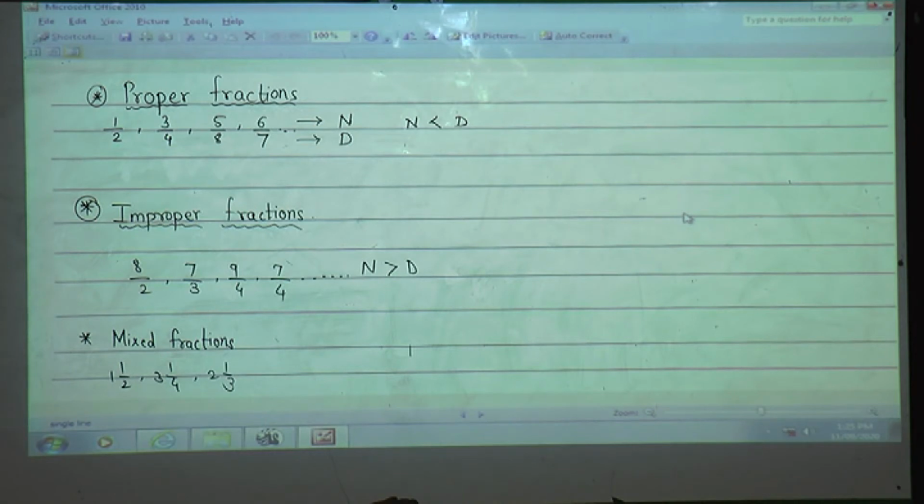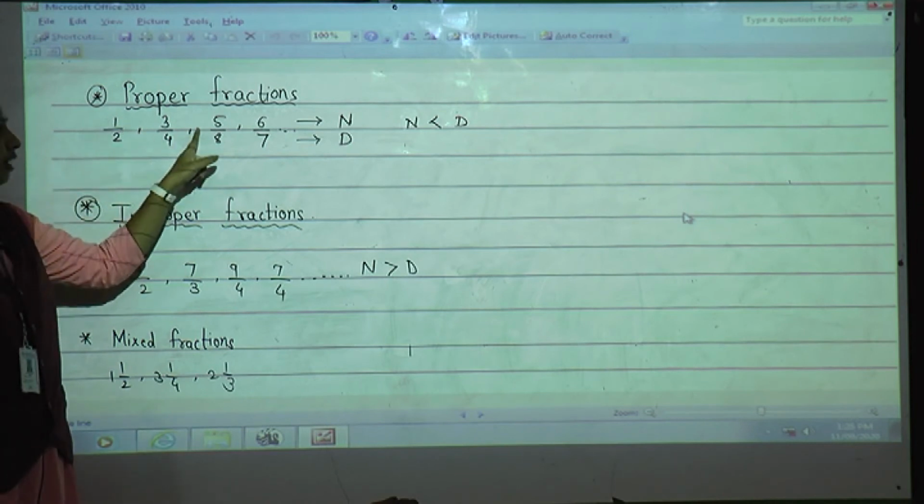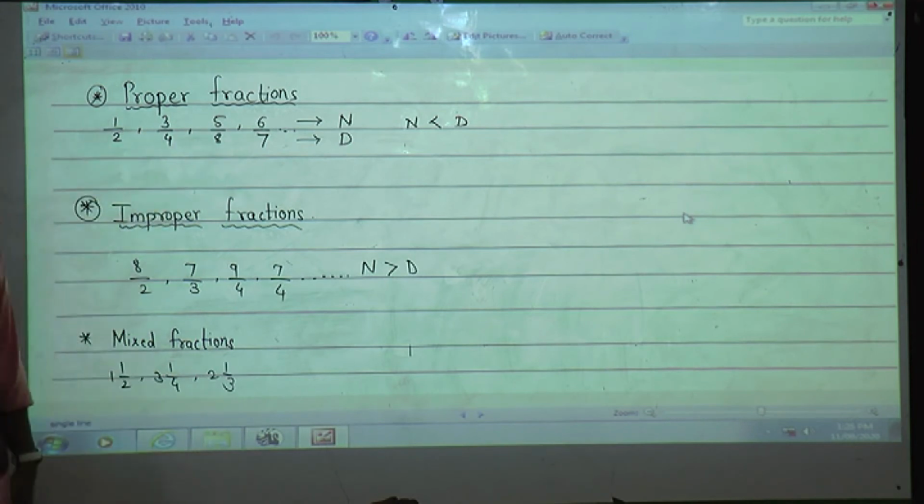Now we are going to see proper fractions, improper fractions and mixed fractions. Now what is a proper fraction, students? Now just observe this. Okay? Just observe. See, what are the fractions? 1 upon 2, 3 upon 4, 5 upon 8, 6 upon 7.